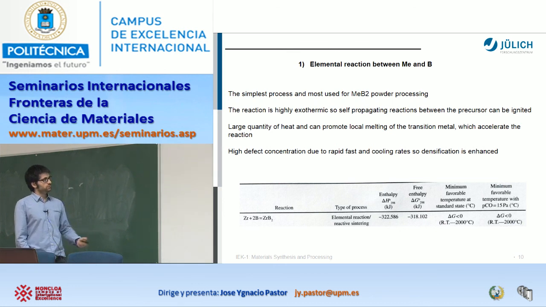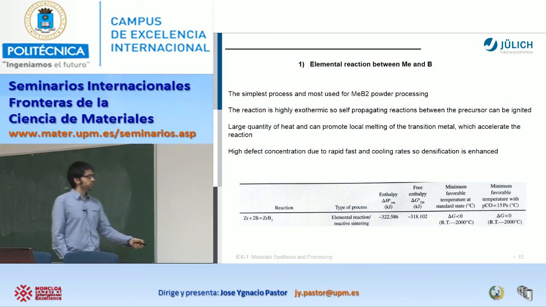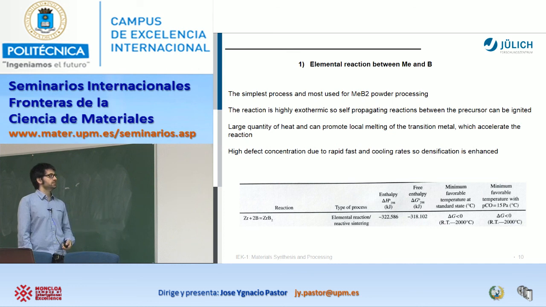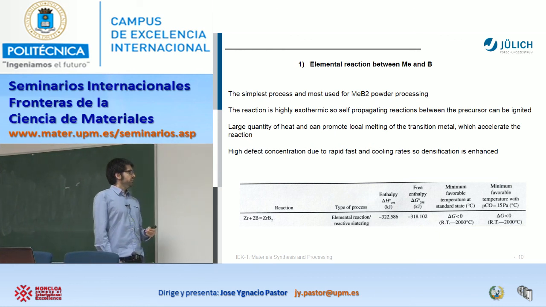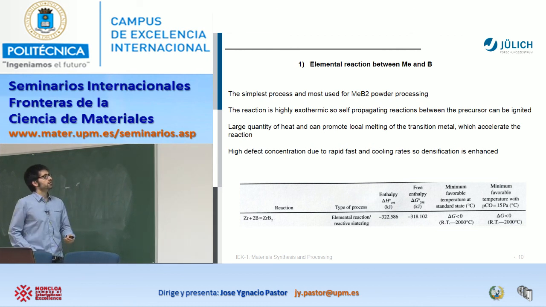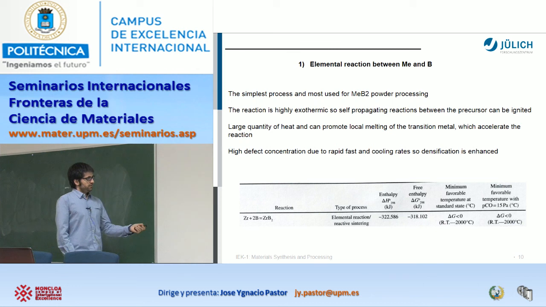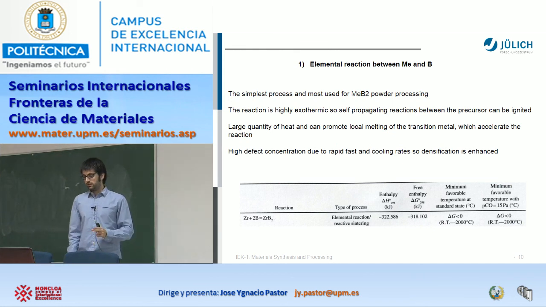Then sometimes, if you want to produce a large quantity of this material, this heat can promote the melting of either the boron or the zirconium, which at the same time accelerates the synthesis process. The good part is, due to this really fast heating, because of the enthalpy of the reaction, the final powder will have a really high defect concentration, and this will help the sintering step.